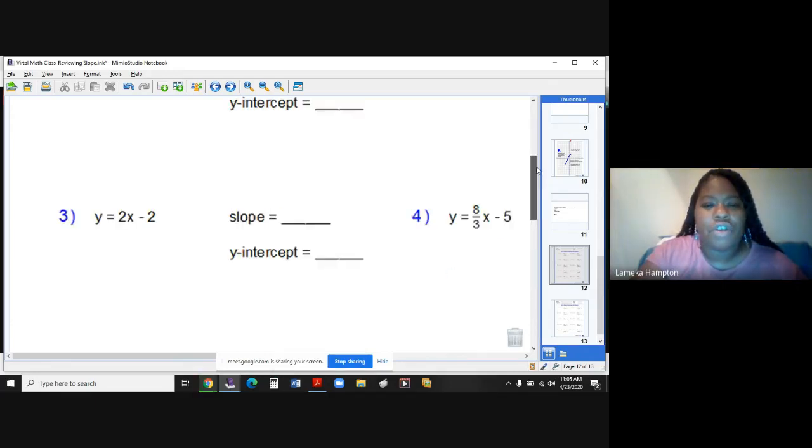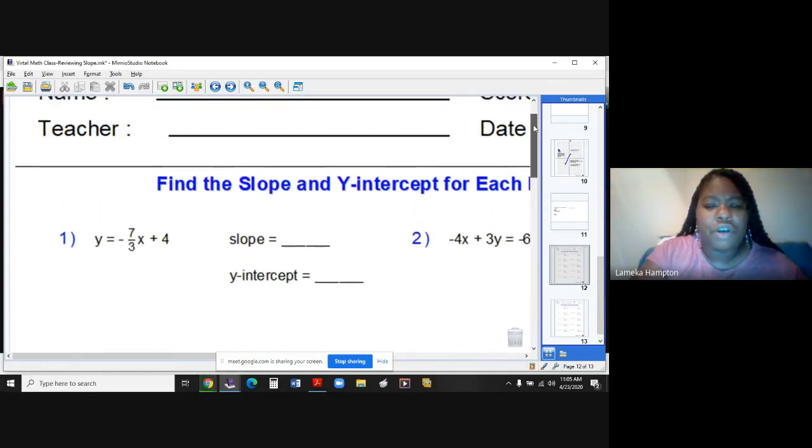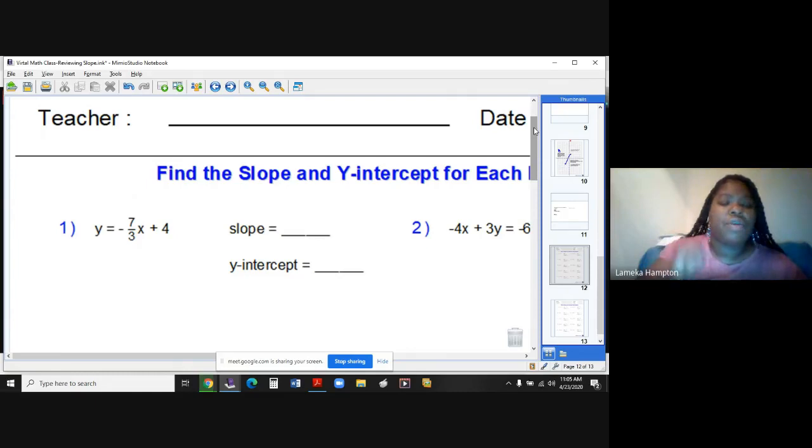All right. So this was our work from yesterday. And what we're going to do is we're simply just going to identify slope and y-intercept. That's all we're going to be doing. And then we're going to be graphing a couple of these on the graph as well. So just stay tuned and stay with us, and everything is good.